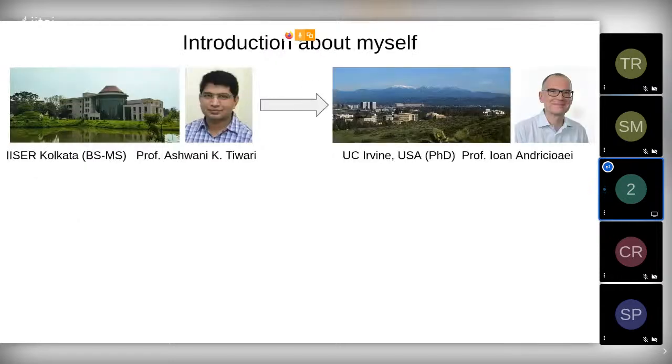So I completed my integrated BSMS from ISA Kolkata at the Department of Chemistry, and in my master's thesis I worked with Professor Roshni Tiwari, and during this time I got acquainted with the field of computational chemistry because I did my research on using quantum mechanical methods to predict or design new catalysts based on materials. Then after finishing my BSMS, I moved to USA to do my PhD at University of California, Irvine, with Professor Iwan Andrecioi, with whom I'm currently working.